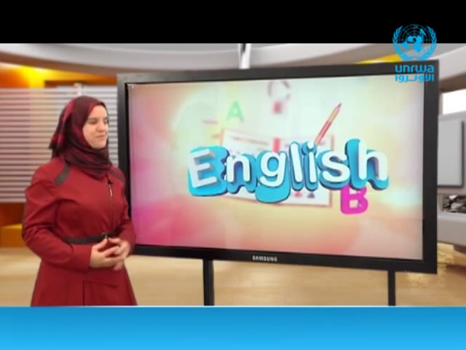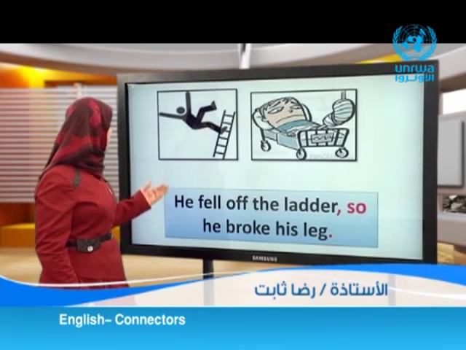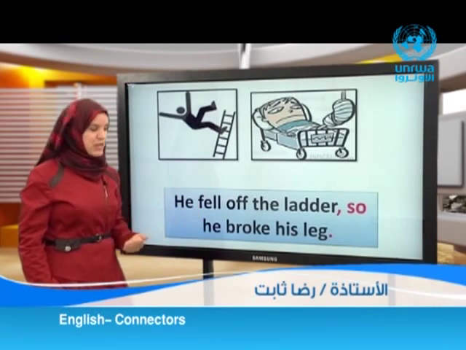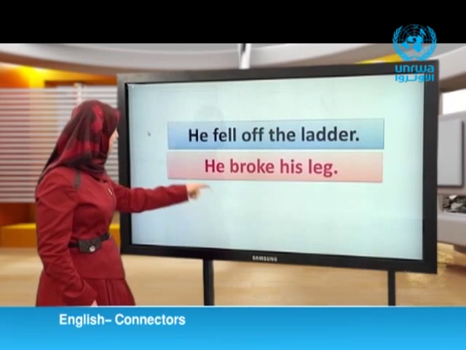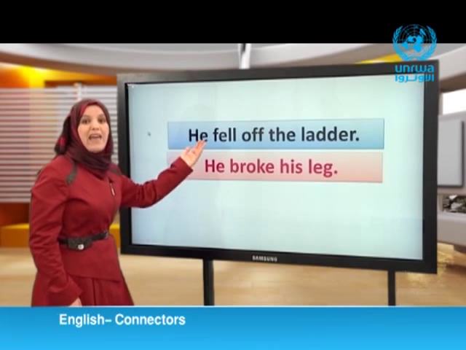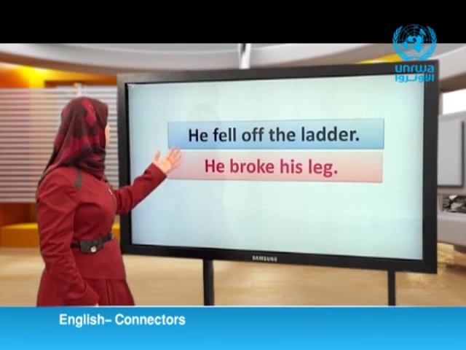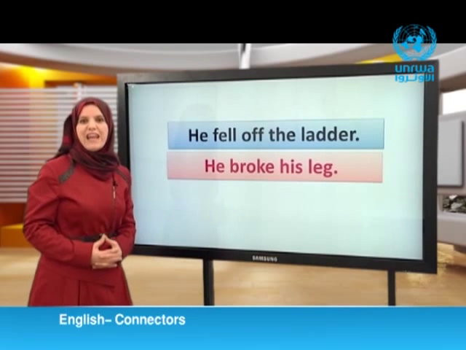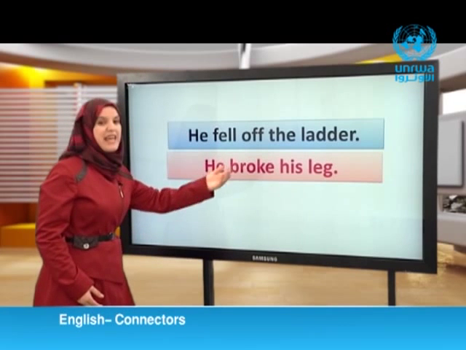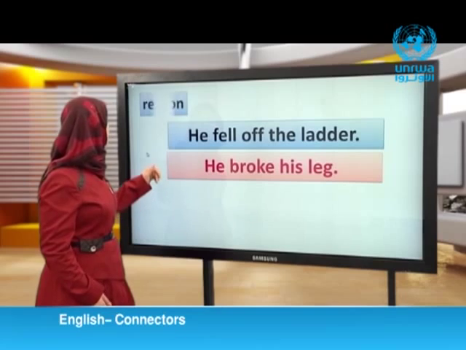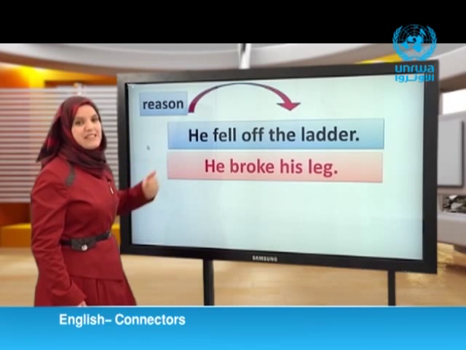Welcome back. Now look at these pictures. He fell off the ladder, so he broke his leg. Let's look at the sentences more closely. We have two sentences. The first one is, he fell off the ladder. And the second one is, he broke his leg. Now, this is the reason.